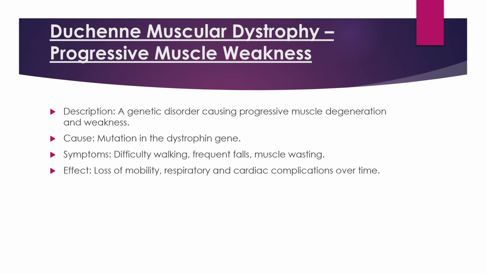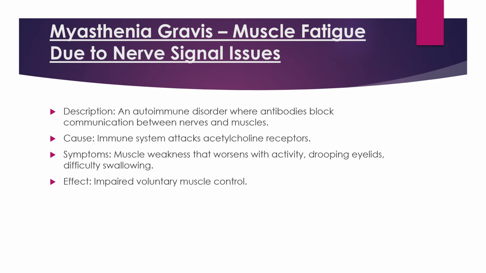Duchenne muscular dystrophy, progressive muscle weakness. It is a genetic disorder causing progressive muscle degeneration and weakness. It's caused by a mutation in the dystrophin gene. Symptoms include difficulty walking, frequent falls, muscle wasting. The effect is loss of mobility, and respiratory and cardiac complications over time.